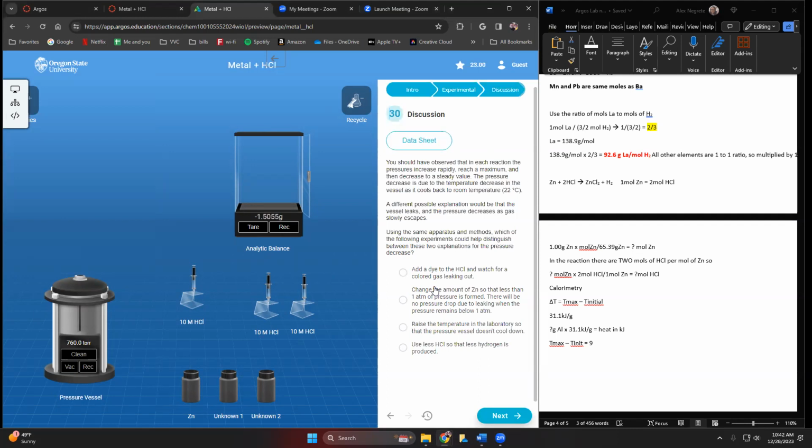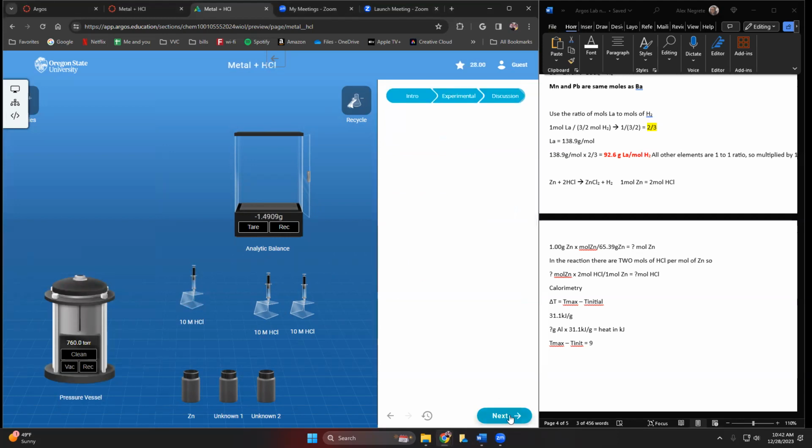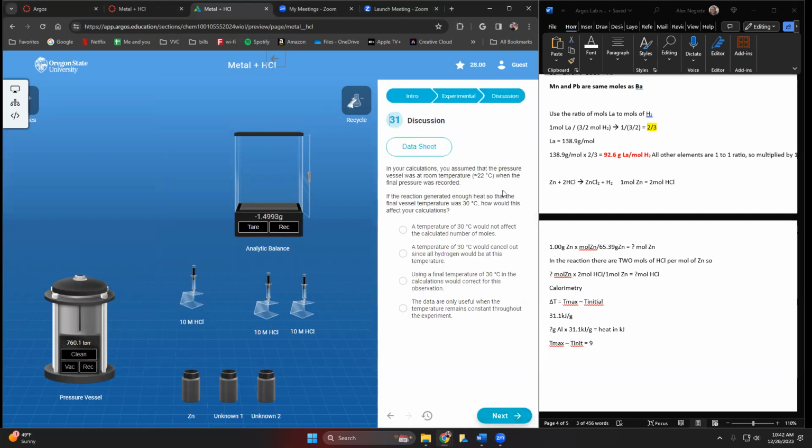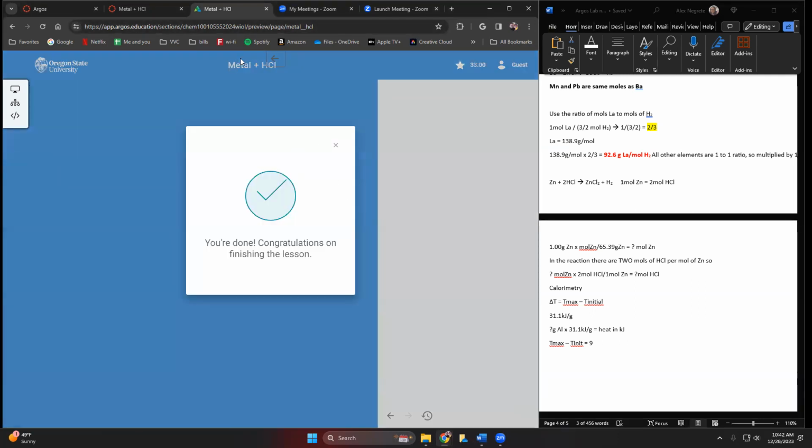In order to fix that, we could change the amount of zinc so that less than 1 atmosphere of pressure is formed, and there will be no pressure drop due to leaking when the pressure remains below 1 atmosphere. And what if it was a different temperature? What if it was 30 degrees Celsius? Well, we would just use the final temperature of 30 degrees Celsius to make that correction. And that'll finish off this lab here.